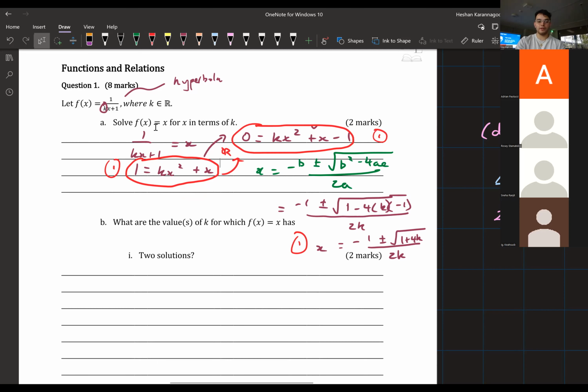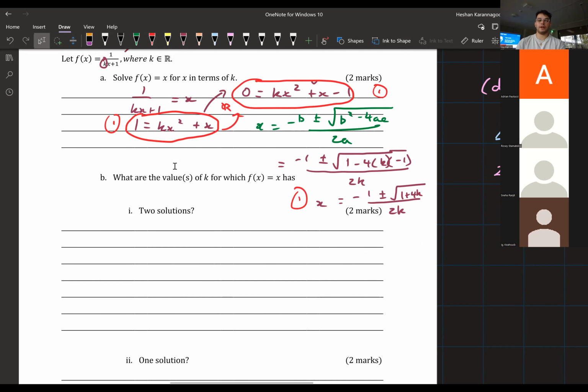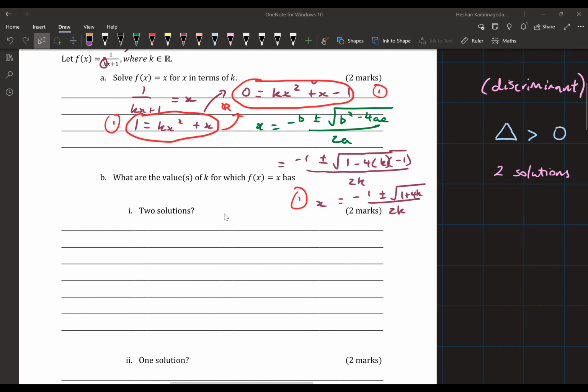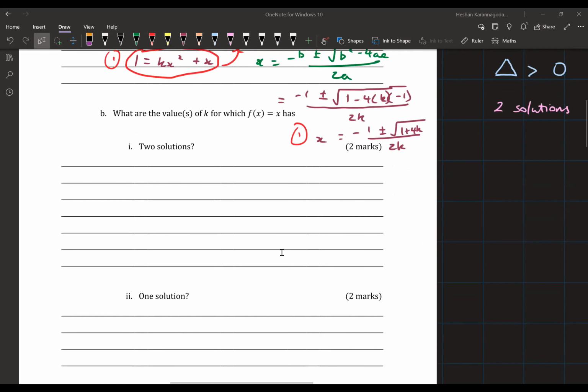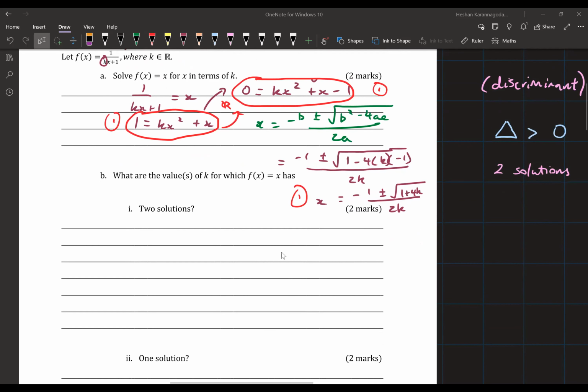Okay, so part B, this is where it gets a bit harder. Give me 1 second. So what are the values for k for which f of x equals x has 2 solutions, then 1 solution, then no solutions? Okay, so in this question, we're talking about the number of solutions for our given equation.